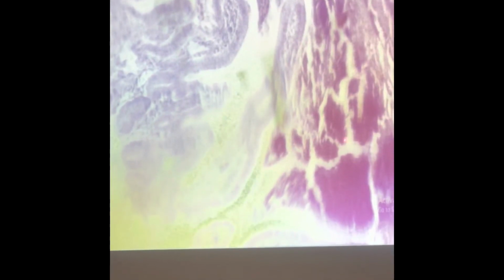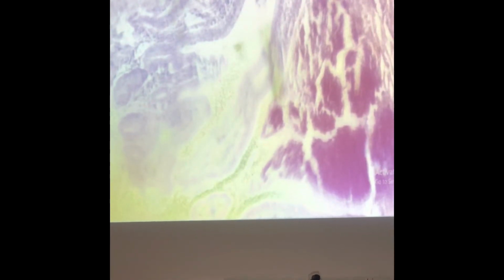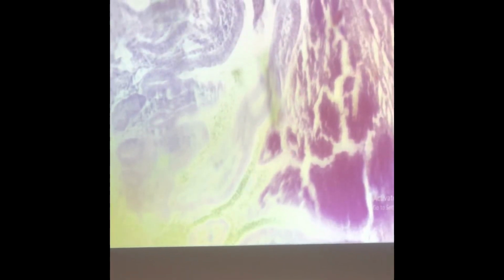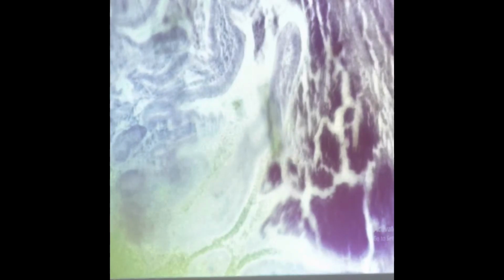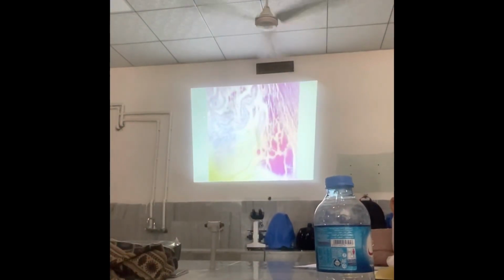The RBC is not found inside the blood vessel. It's outside the blood vessel. Whenever you find free RBC, which is extravasated RBC, this situation is called what? Hemorrhage. Here, the hemorrhage in the intestine.